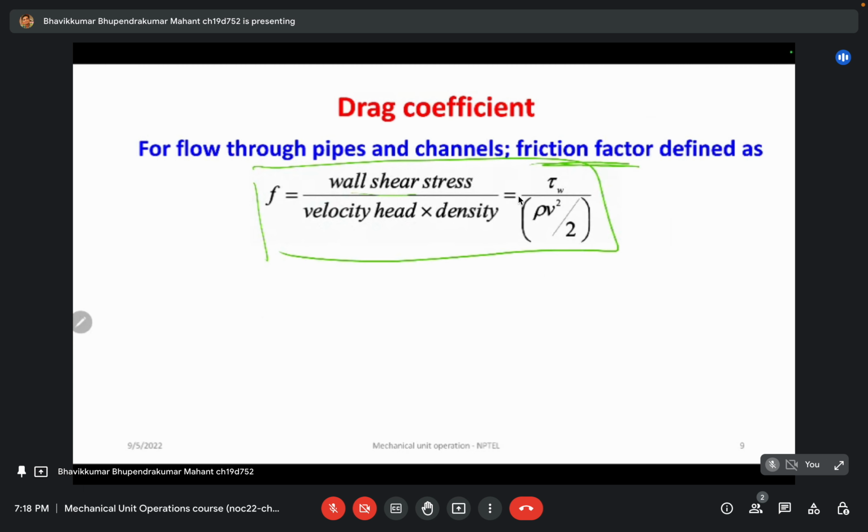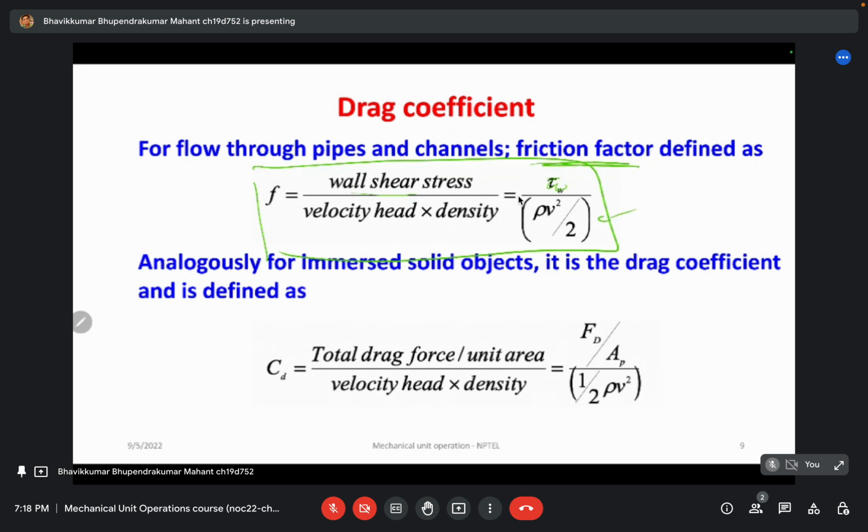So we are not going into much detail, but it is tau w by rho v square, density into velocity head, where v square by 2 is the velocity head. In the Bernoulli equation also we know this. So the friction factor is the value of wall shear stress divided by velocity head into density, that is tau w by rho v square by 2.